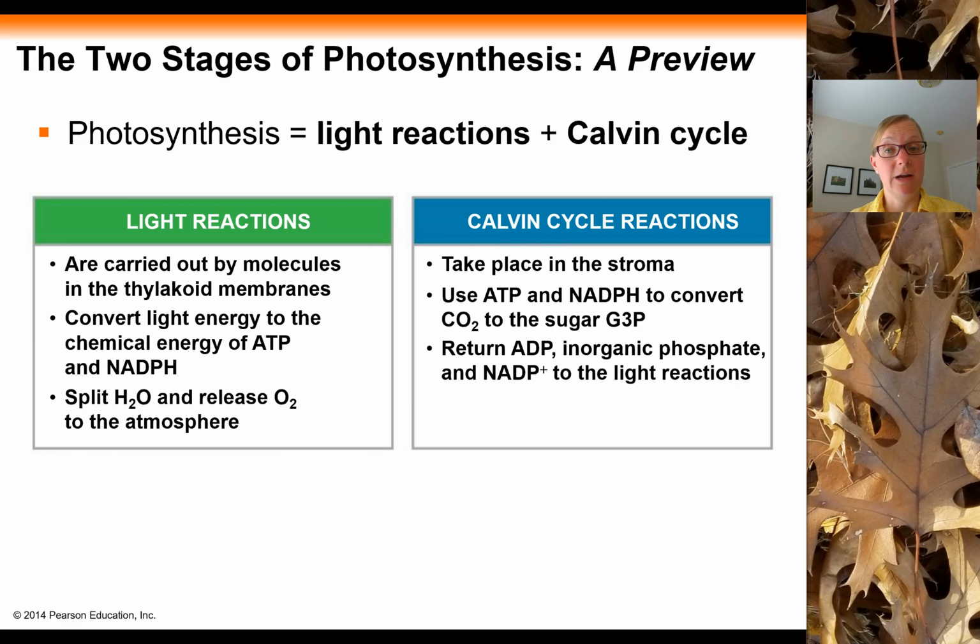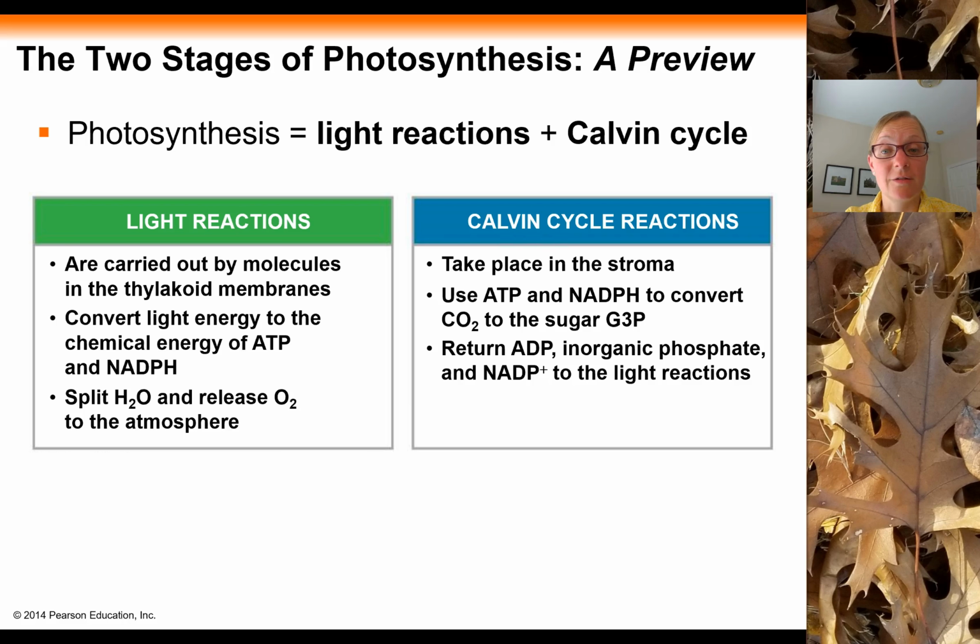So that's it for the light reactions. Take light energy, use some of the energy to make ATP, use the rest of that energy to give electrons from water a boost in energy so that in the next half of photosynthesis, which is the Calvin cycle reactions, you can use those electrons to build complex organic molecules.